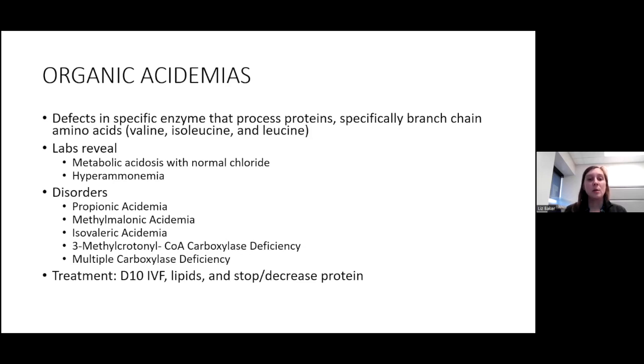And then there's multiple carboxylase deficiency, where propionyl-CoA carboxylase, 3-MCC, acetyl-CoA carboxylase, and pyruvate carboxylase are not working appropriately. So they have a triad of encephalopathy, alopecia, and a skin rash overall. And the treatment of organic acidemias is, again, D10 fluids, lipids, and decreasing the protein intake. So again, you stay away from catabolism and go to anabolism.